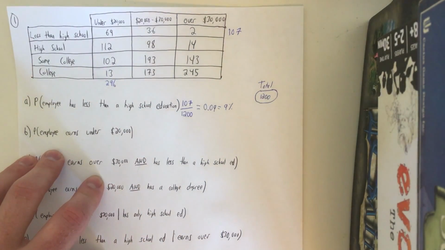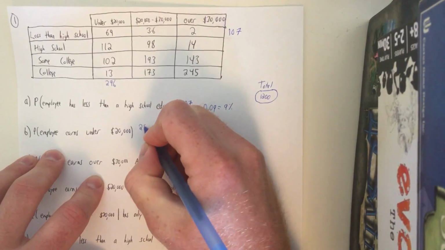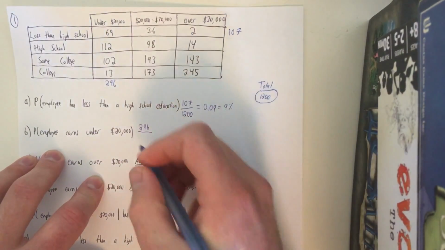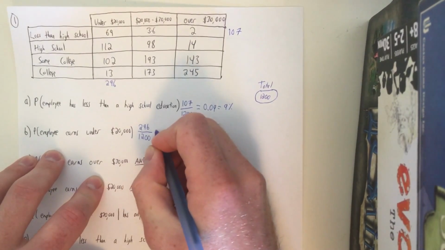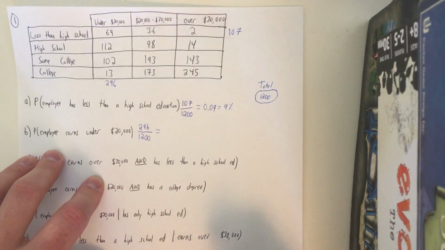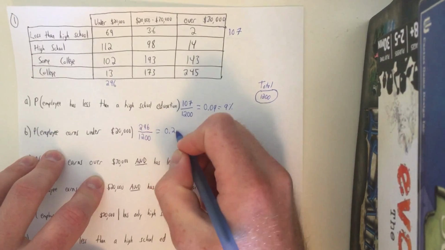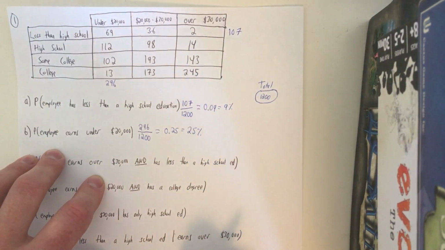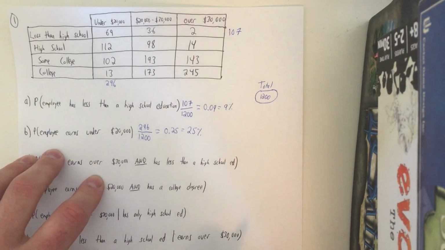And now all I have to do is write that fraction again, 296 making under 20,000 out of a total of 1,200 people. That gives me 0.25 or 25%. Hopefully at this point this is all clear and is reminiscent of things that you've done in the past.